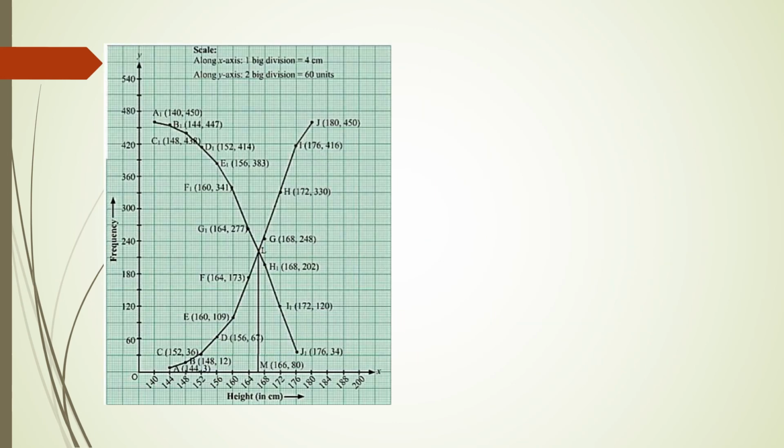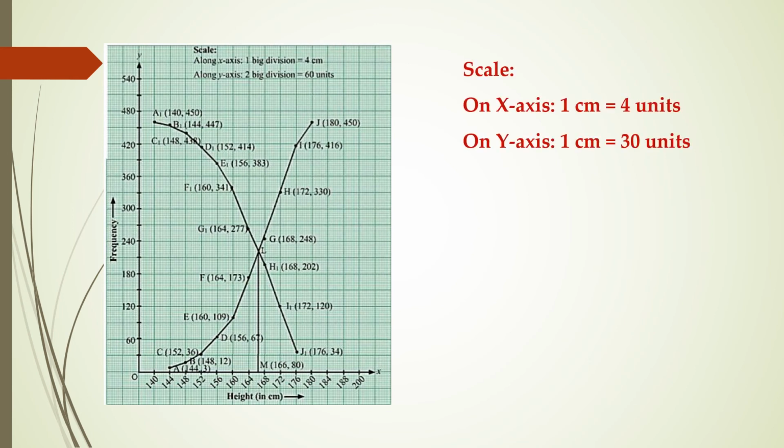Let's plot all these points on the graph. The graph will be like this. Here, the scale you have taken is, on the x-axis, 1 centimeter is equal to 4 units, and on the y-axis, 1 centimeter is equal to 30 units. Let's go to the graph. Observe the graph here. On the x-axis you have taken height, whereas on the y-axis you have taken the frequency. Based on the x coordinates of the points, we have taken this scale: 1 centimeter is equal to 4 units.